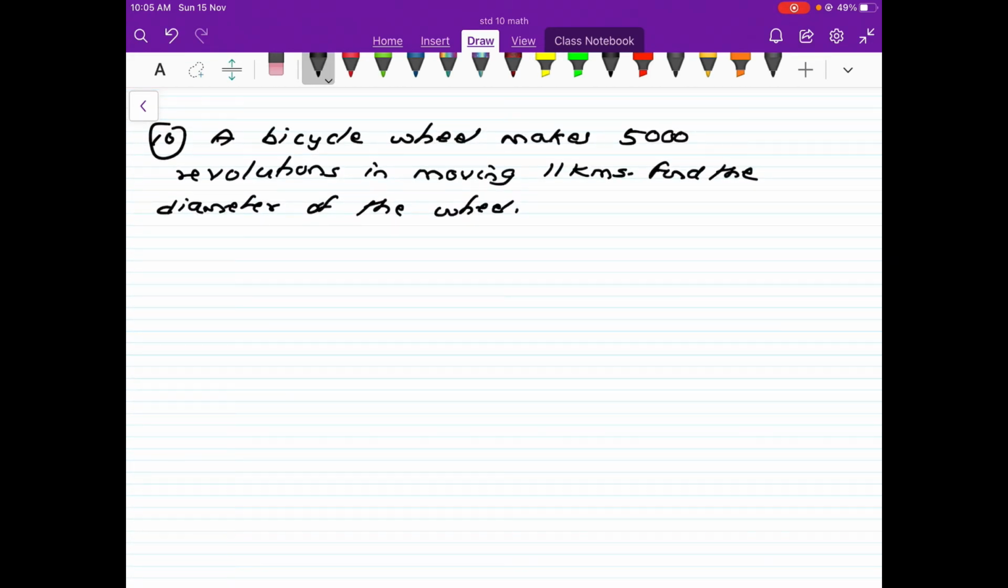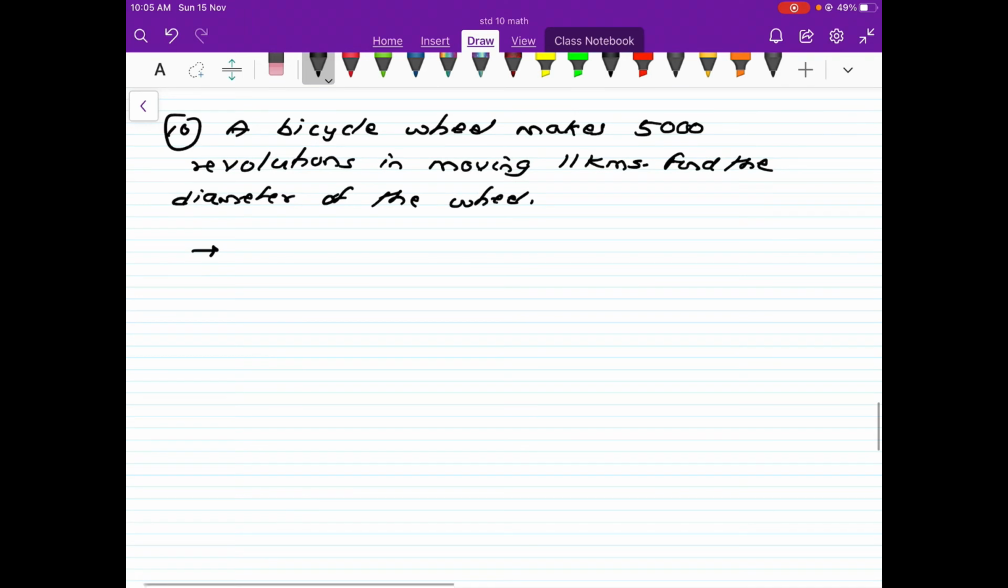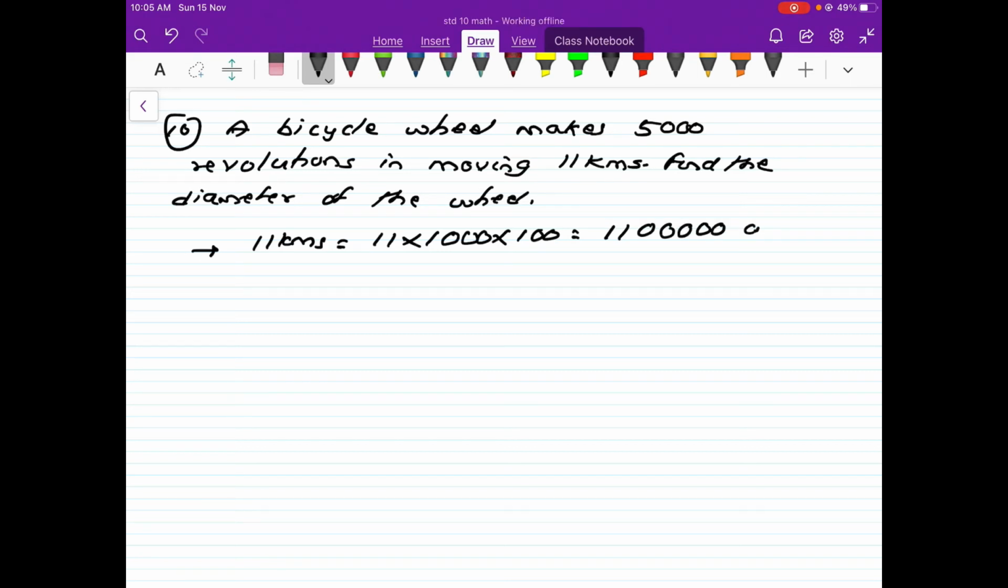Now there is the next sum, the 10th sum. A wheel makes 5000 revolutions in moving 11 kilometers. You have to find the diameter of the wheel. So we can use this formula. First, we will convert 11 kilometers, which is 11 into 1000 meters into 100 centimeters. So this is 11 followed by 5 zeros in centimeters. So I have converted 11 kilometers into centimeters.